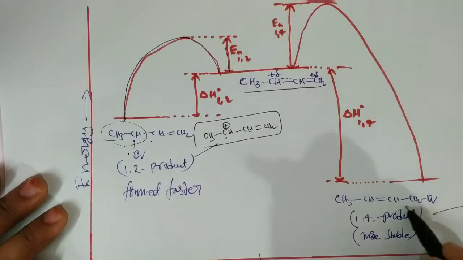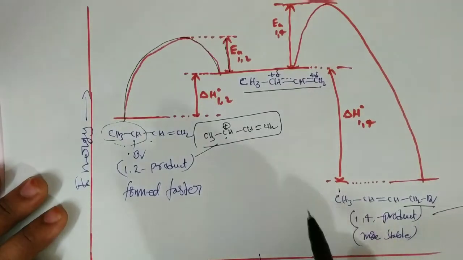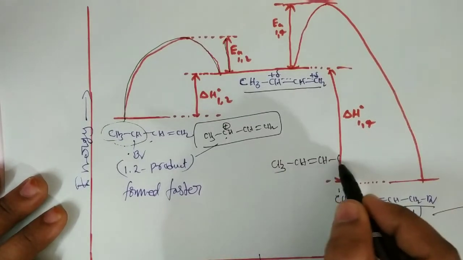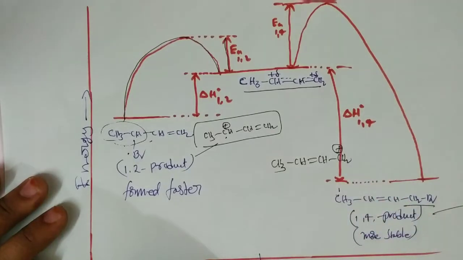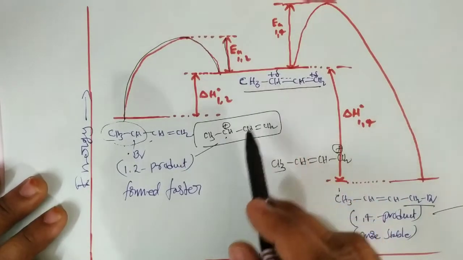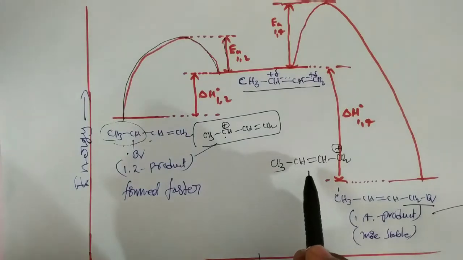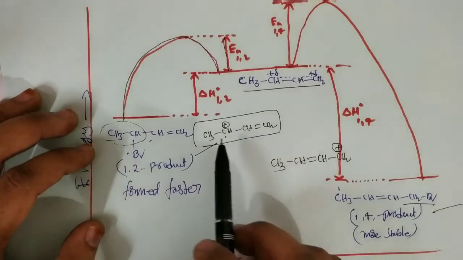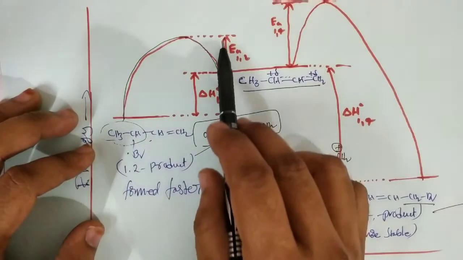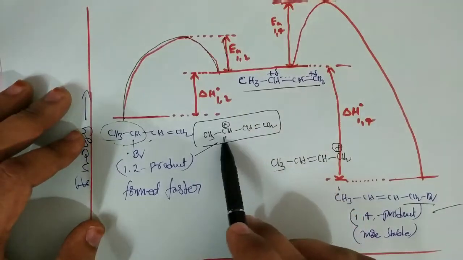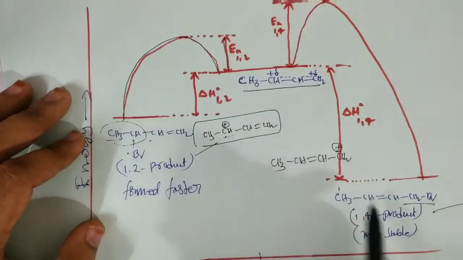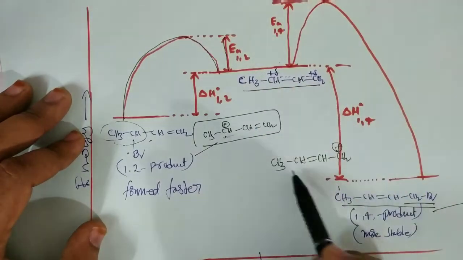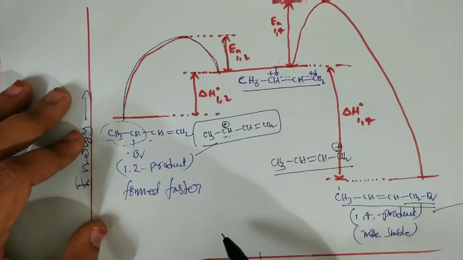Now this is the 1,4 product. This 1,4 product is formed through the less stable carbocation, CH double bond CH2 plus. From this resonance hybrid, either the secondary or the primary allyl carbocation can exist. For the formation of the 1,2 product we require less activation energy because this is a more stable carbocation. For the formation of the 1,4 product it requires higher activation energy because it is formed through the less stable carbocation.